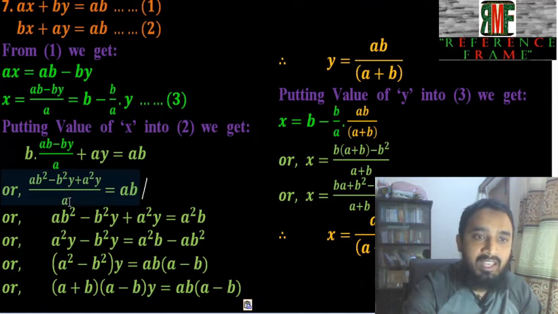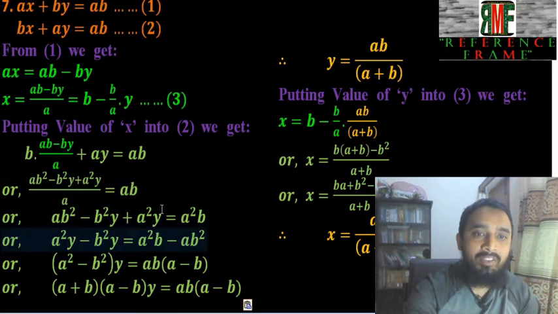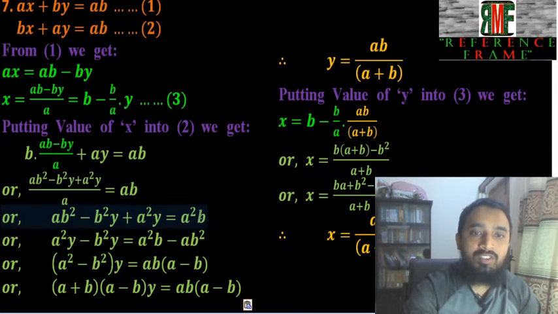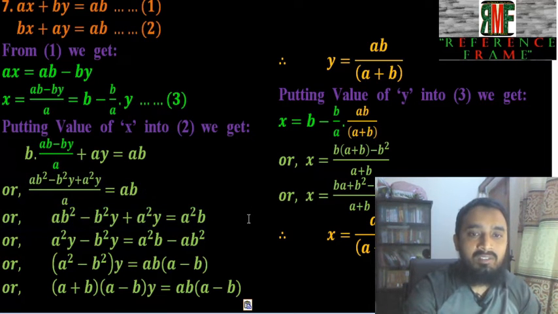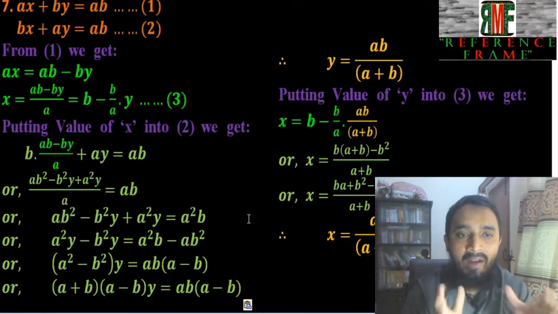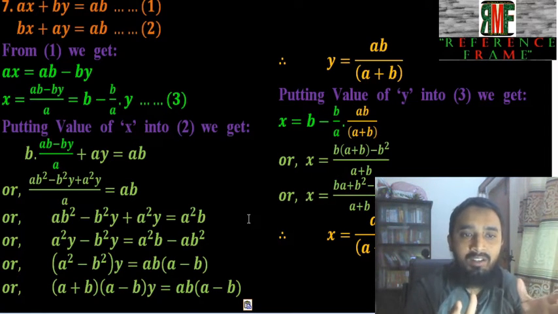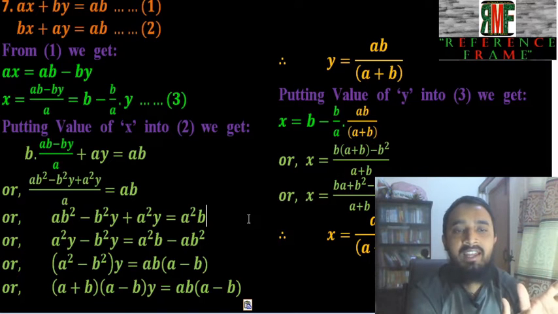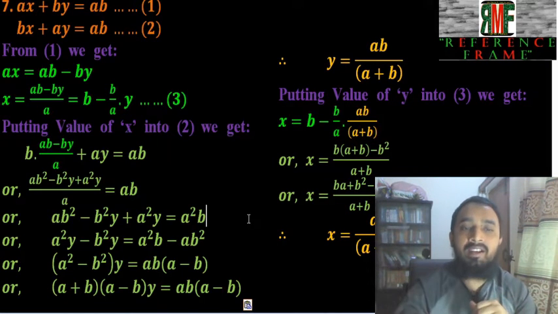So look, a is in the denominator position, so when you change this side, it's going to be in the numerator. So if we move it into the numerator, ab into a, performing that one, we're going to have a square b, as you can see on the screen, a square b. Now since we are going to find the value of the variable, we'll keep the variable on the left hand side and the remaining terms on the right hand side.